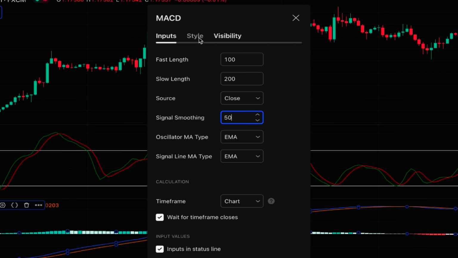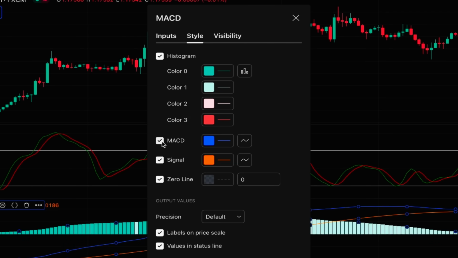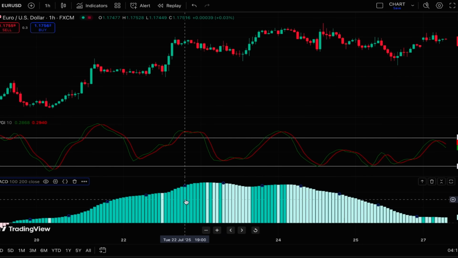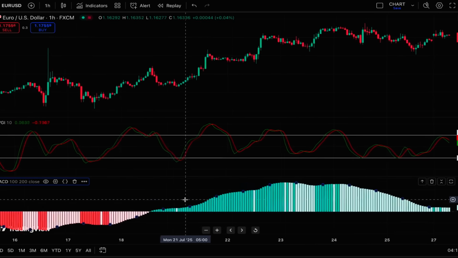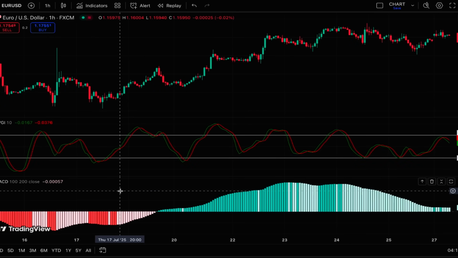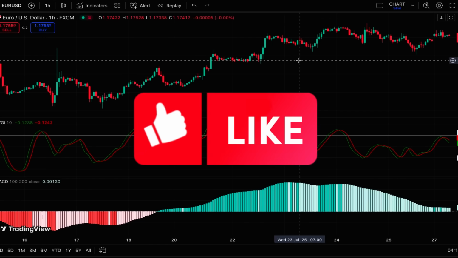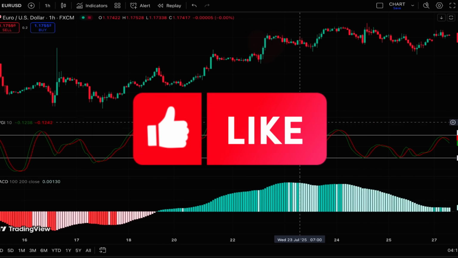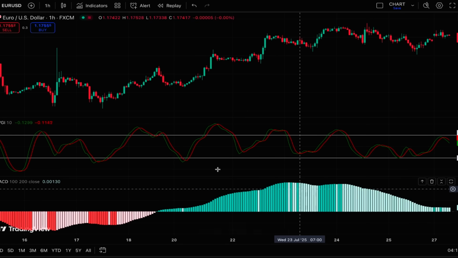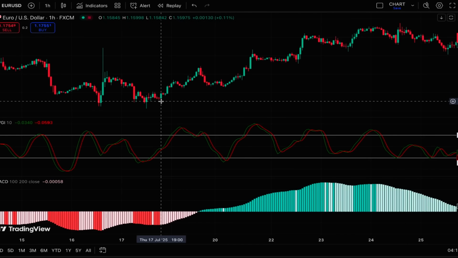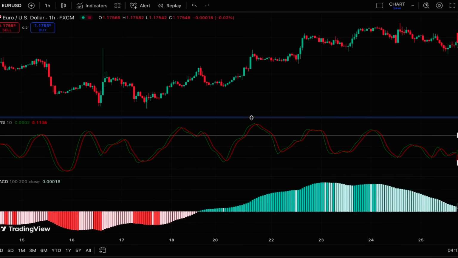And then here in the style tab, we remove MACD line and signal line because we're going to use only the histogram. Alright, this MACD with the special settings that we made now is less responsive to short movement of the price in the pullbacks, so it can effectively help us with longer term trend of the market. When it is green, the market is trending up, and when it is red, the market is trending down. Let me teach you how you can trade based on this setup.